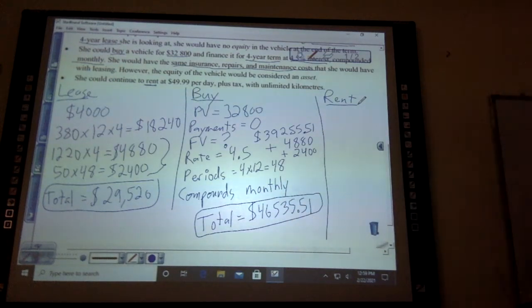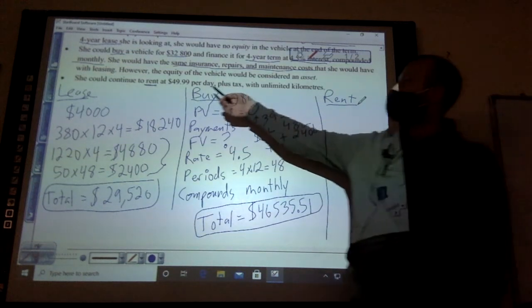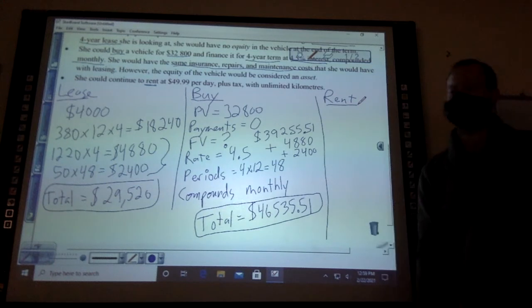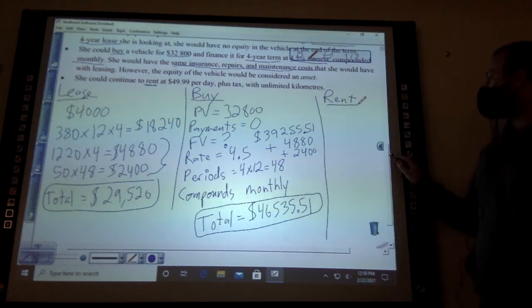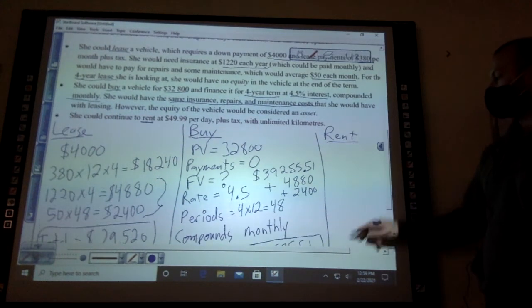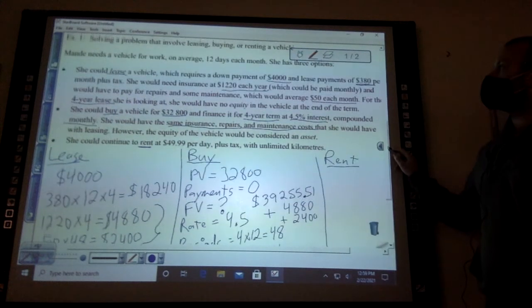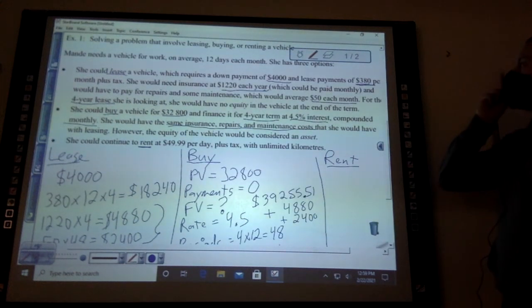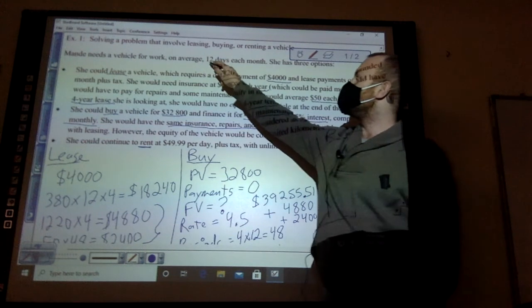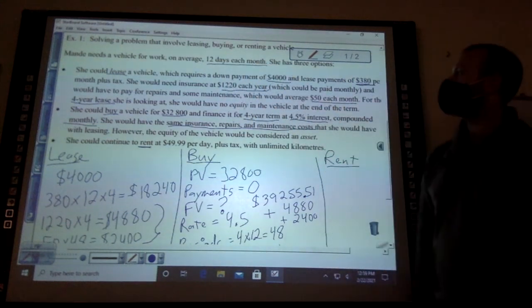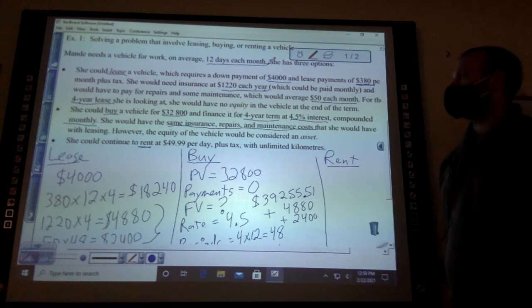Okay. So let's try rent. So renting, this one's actually the easiest one. We're told how much she pays every day, and that's it. So all we need to figure out is how many days she needs it, and then we're good. So in our question, we are told she needs it 12 days a month, and she wants it for 4 years.